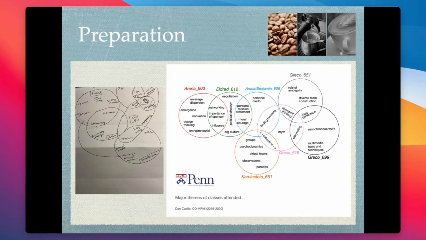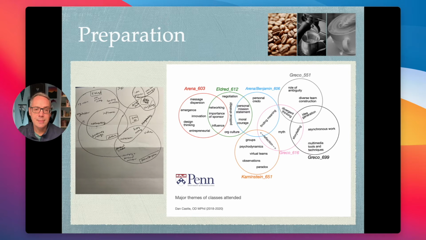You can see here that Arena 603 is next to Eldred 612, or Dr. John Eldred's class on power and politics. Again, those themes were related, and you can see that networking, the importance of a sponsor, and influence are two such themes that those courses have in common. I used this method over the course of my academic time at Penn to try and keep tabs on what I thought each class was trying to pass along as a key theme of mine.